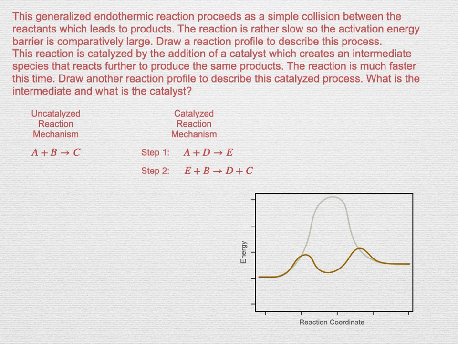In this example, A and B collide to form a transition state leading to C. In the catalyzed process, we do not even consider A and B colliding. A and D collide to make E, and then E and B collide to make C, as well as D back. It is a wholly different chemical reaction pathway. Now, just to complete the question, to make sure you realize this, D is the catalyst and E is the reactive intermediate.